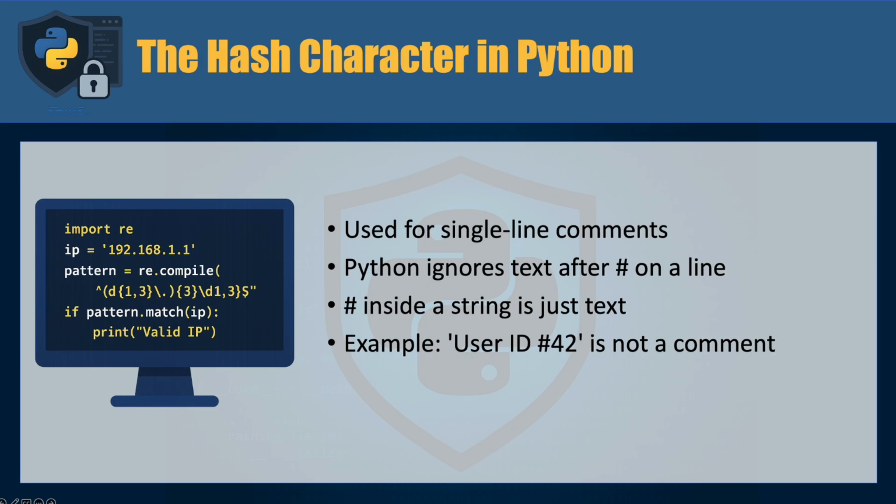The hash symbol is critical for comments. Python ignores everything after it on a line, but inside strings, it's just text. You can see our example here, user ID number, the hash symbol 42. When we print that, that is not a comment because it is wrapped in single quotes. That treats the hash symbol as a literal hash.